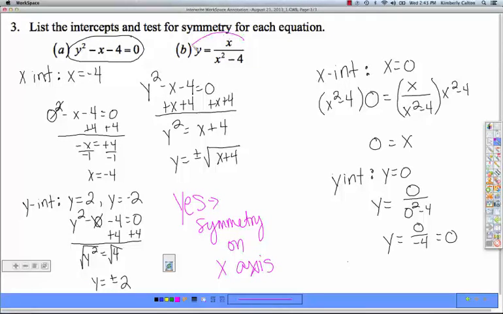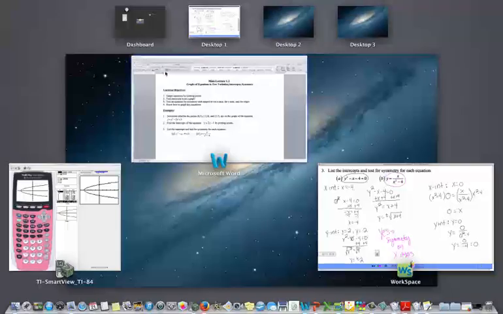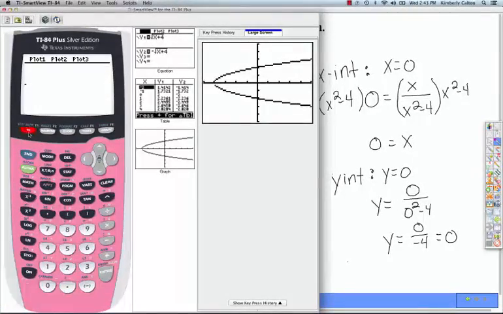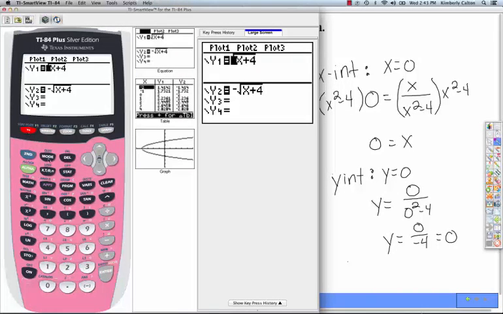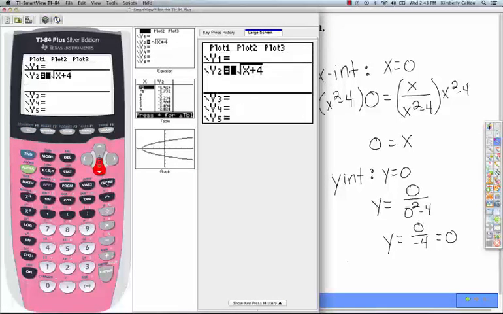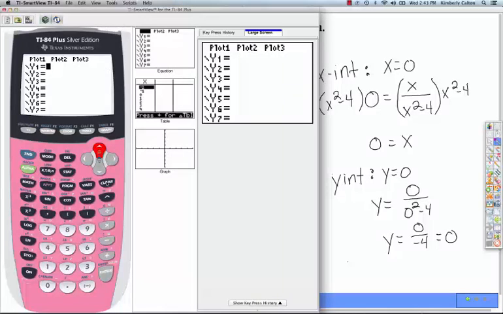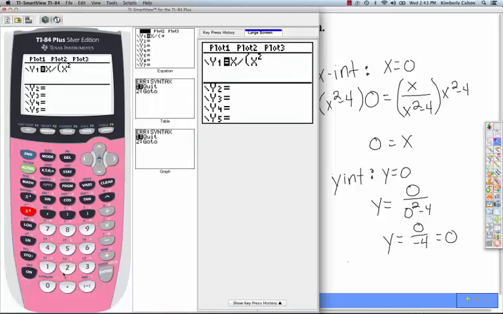Now let's look at the second equation. This one's already in the correct form, so we simply plug that in. So it's important to remember that we need to use parentheses. So we're going to clear out what we have. And now we have x divided by parentheses x squared minus 4. And we're going to close off the parentheses, and we're going to take a look at the graph.